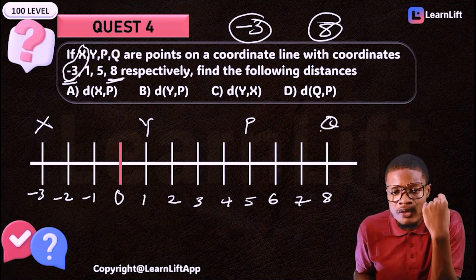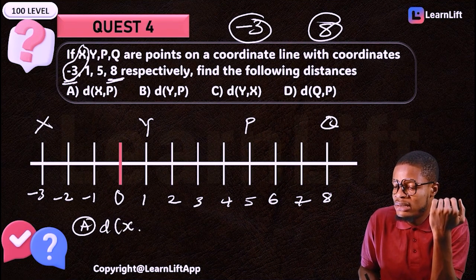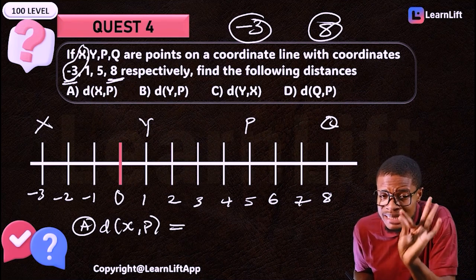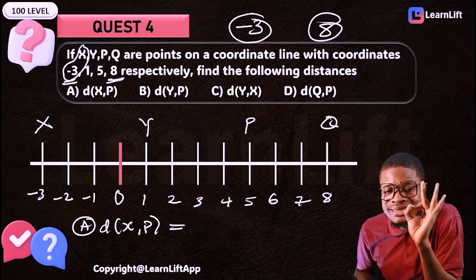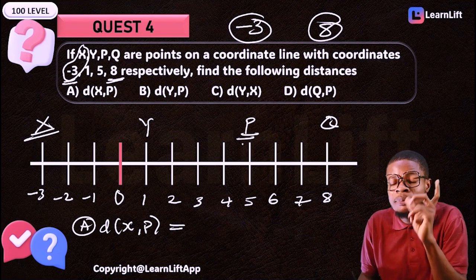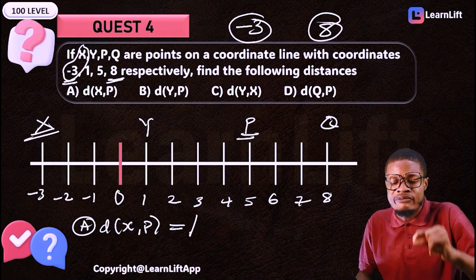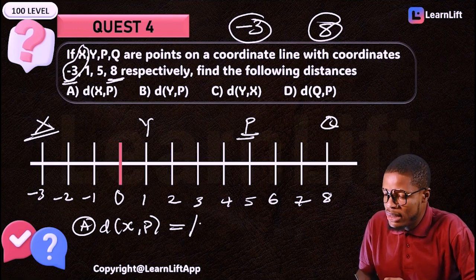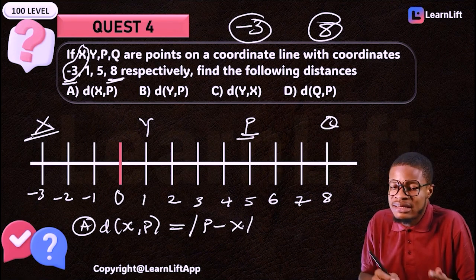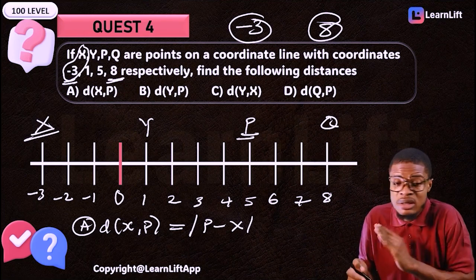So they ask us to find the following distances. The first one, A, is your distance x, comma, what? P, right? What's our distance x, comma, p going to give us? Please pay attention here now. We're going to focus on x and then your p. It's going to give us the absolute value of p minus x. Since they are bringing x, comma, p, take the last one, that is p, then subtract x from it, but in absolute value. That's what we're going to do there.